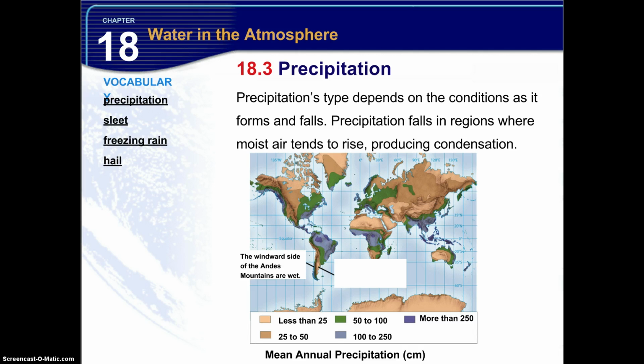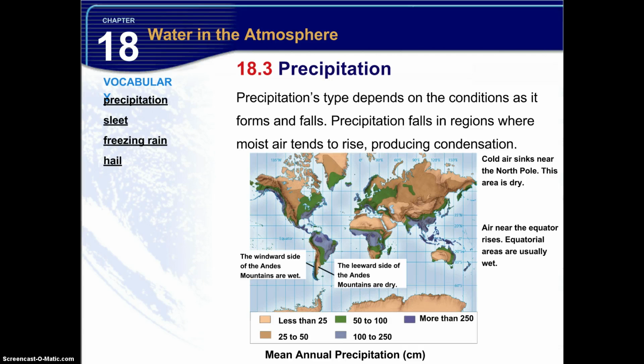Even in a region that is very close, for example in South America, you can see where the Andes Mountains are. One side of the mountain is very wet, one side of the mountain is very dry. Near the poles, we see many areas are covered with light brown areas. At the poles, cold air sinks and is very dry. At the equator, air typically rises and is usually very wet and moist. Same thing at the South Pole, it's very cold and sinks. It's very dry.